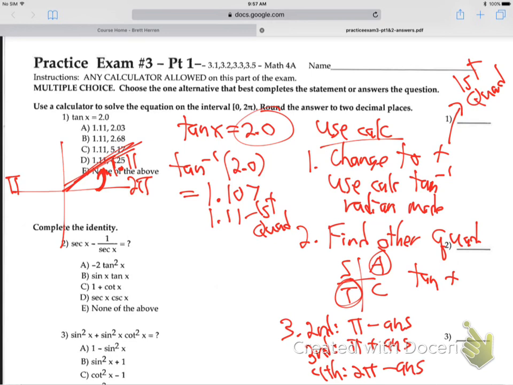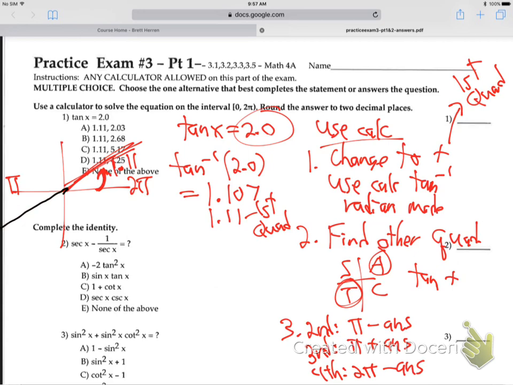Well, I need to find the same thing in the third quadrant. What does that mean, same thing in the third quadrant? It means same from the x-axis. Remember, reference? Reference is from the x-axis. You catching all this? This makes sense?